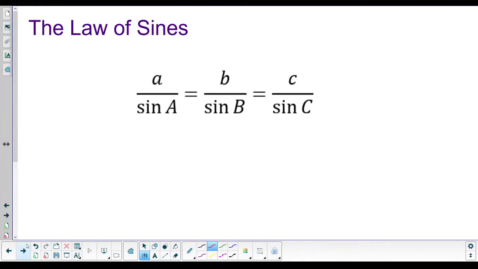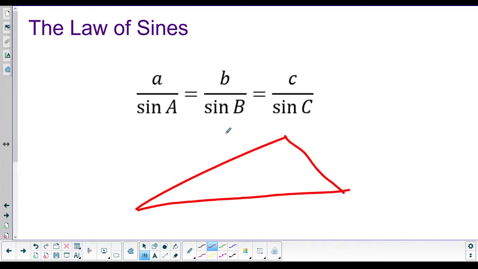So the law of sines is this. Let me go ahead and draw a triangle for us to investigate this for. So if we look at this triangle, you can see sine of A, sine of B, sine of C. Capital A, B, and C are our angles. It doesn't matter where you put them, just so long as you put them. So we'll call this capital A, this will be capital B, and this will be capital C. All right, so there are our angles.